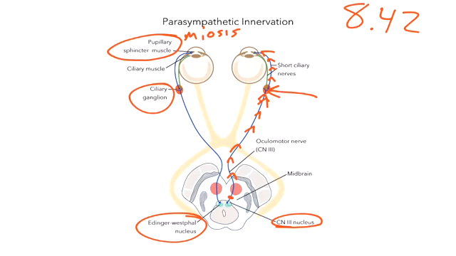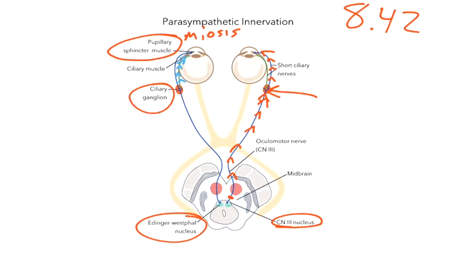We will talk more about the pupillary light reflex and the role of the pupillary sphincter muscle later in this lecture. For now, just focus on the parasympathetic innervation of the eye in general. The next thing to know is that the ciliary ganglion can also innervate the ciliary muscle surrounding the lens.